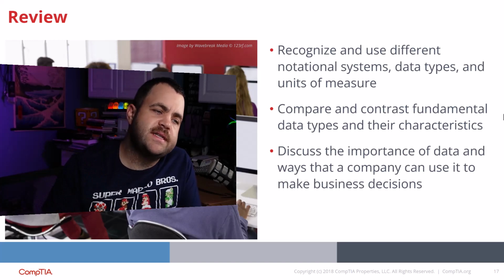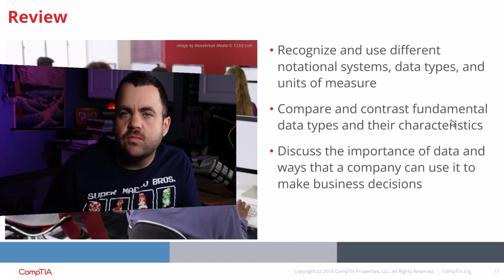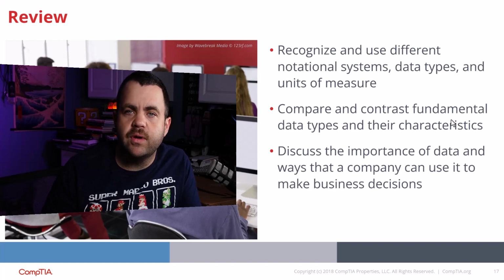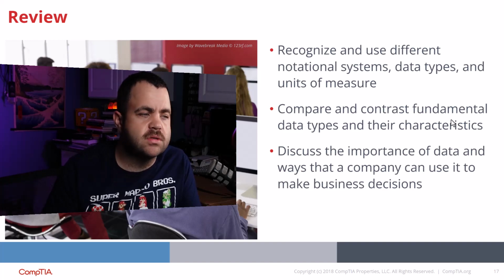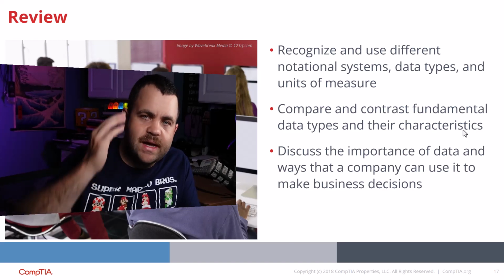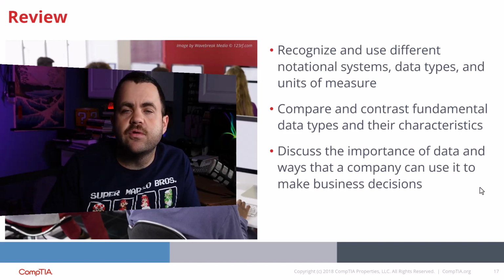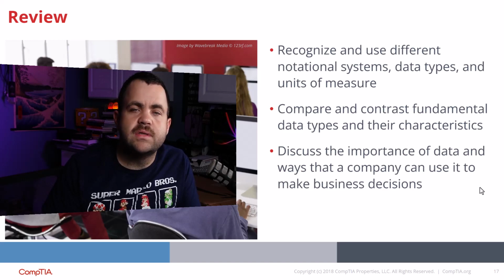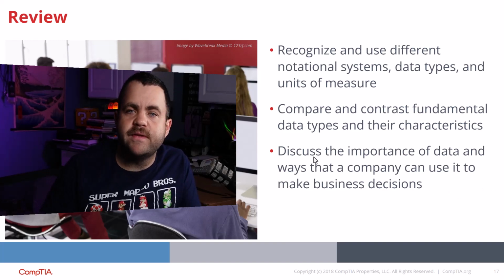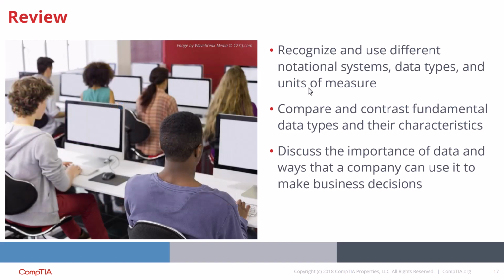Compare and contrast fundamental data types and their characteristics. We talked a little bit about Boolean, which was true and false, floating point, which were our decimals, and integer, which was our whole numbers. Those are all things we're going to use when we get to the programming section, but right now I just need to plant that seed so you have knowledge of those things. And then we talked about the importance of data to businesses and how businesses can make data-driven decisions. So I'm going to put some quiz questions up on the screen, let it pause for a second, and then see how you did on those questions.